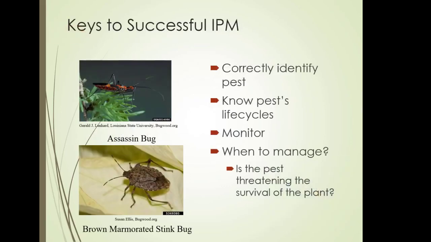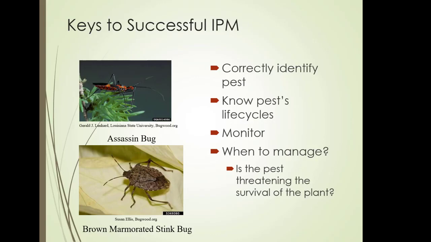You want to correctly identify the pests. So we've got a pest on the lower left corner here, a brown marmorated stink bug becoming a problem in the Pacific Northwest, feeding on fruits. And an assassin bug is actually a beneficial insect, and it actually will pierce and suck the guts out of a pest insect. So a good thing to have in your garden.